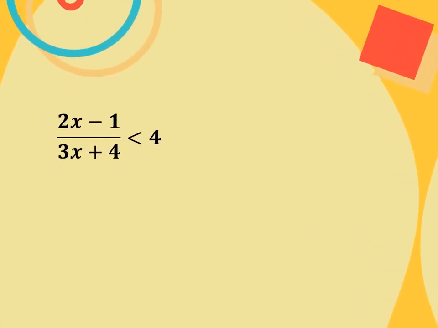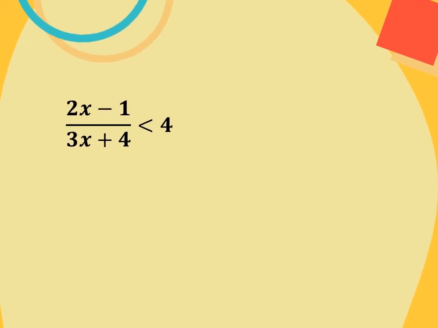Number 3. What's step 1? Subtract 4. Good. I got to move the 4 to the left side, so I'm going to subtract it. 2x minus 1 over 3x plus 4 minus 4 is less than 0.